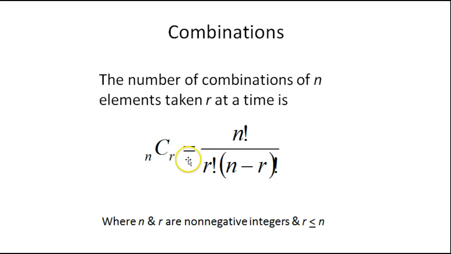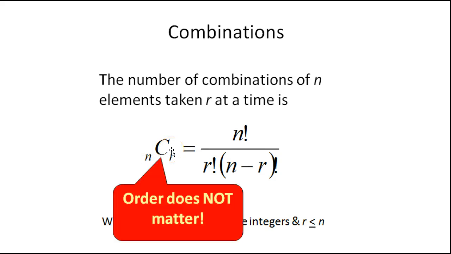It's really similar to permutations. The only difference is we have this other r factorial here on the bottom that we've got to deal with. But if you use the shortcuts on your calculator, you don't need to worry so much about the factorials. You'll just type it in like that and it'll give you your answer. The big thing that we need to understand with the combination is that order does not matter.